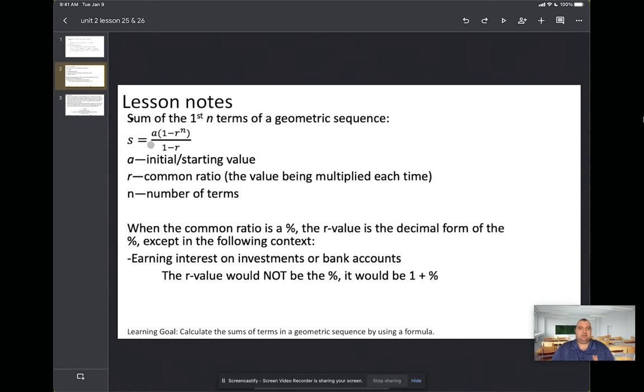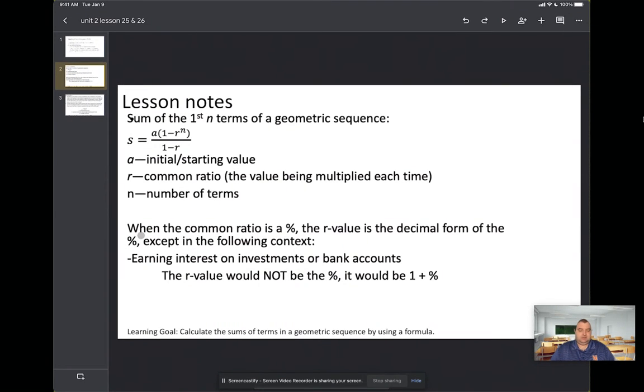This is our formula right here. So A is our initial or our starting value. R is our common ratio. That's the value being multiplied by each time. And N is the number of terms that we're looking for, and we're looking to find the sum of.